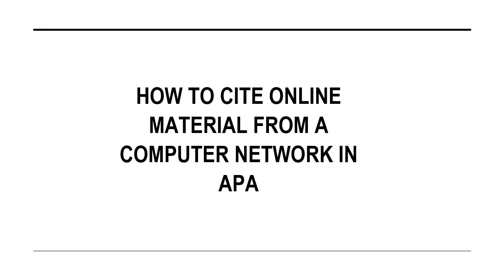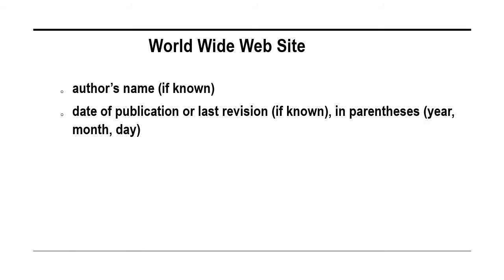Now let us discuss how to cite online material from a computer network in APA. So there are different styles, so we will use the APA style. So first, in the World Wide Web site. First, cite the author's name, if there is an author's name stated there on the website. The date of publication or the last revision.